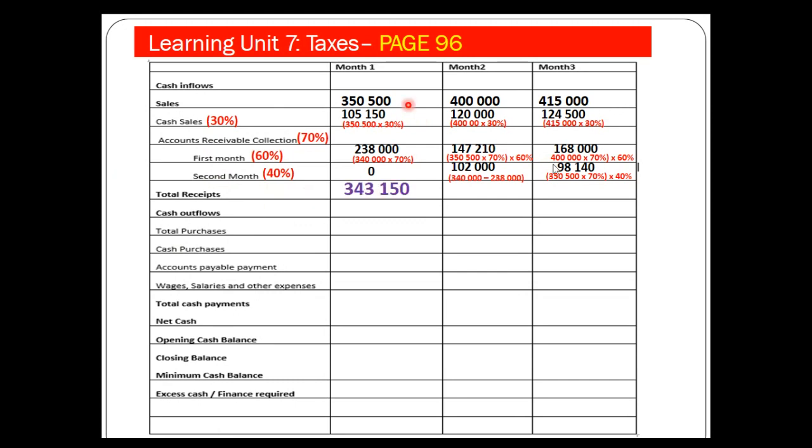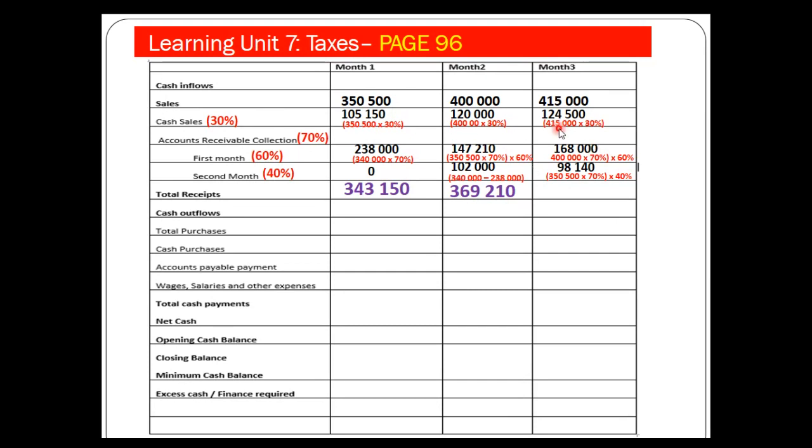Now, remember, I just have to add all my receipts. Please be careful, don't add sales. Sales were just there. So you must add cash sales plus accounts receivable. When I add these two, I get this total. I added 105,150 plus 238,000. I got 343,150. The same applies here: 120 plus 147,210 plus 102,000. I got 369,210. Check my calculations, guys. Remember, don't add sales there. You can just draw the line so that you cannot make a mistake.